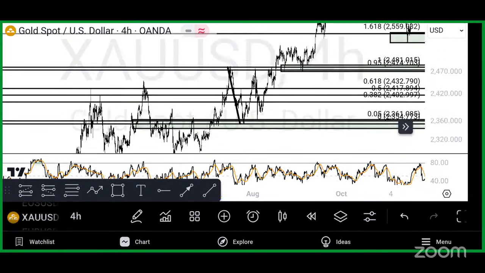And I only took it, and the reason why I put it here is because this high closed above this high right here. And so that's why I would use this one.